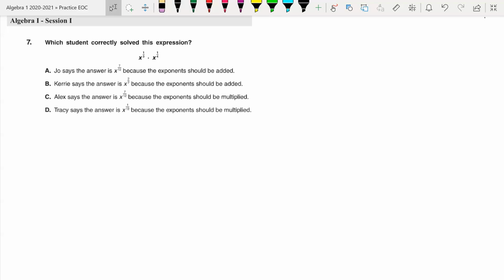Number 7, it says, which student correctly solved the expression? Well, if you remember, whenever we multiply, all right, and we're talking about exponents, that means we add the exponents. So I'm going to take 1/3 plus 1/4. And you can probably type that into your calculator, or you can convert it to the same denominator. So I'm going to multiply the top and the bottom by 4 on the left side, and the top and the bottom by 3 on the right side, because their common denominator is 12.